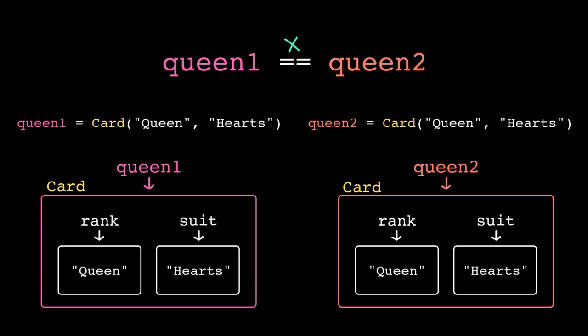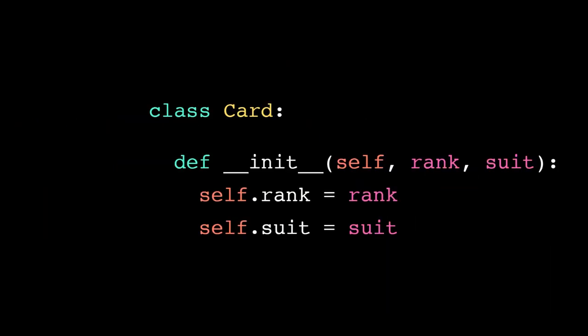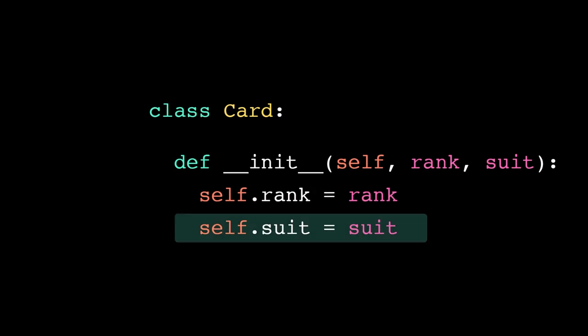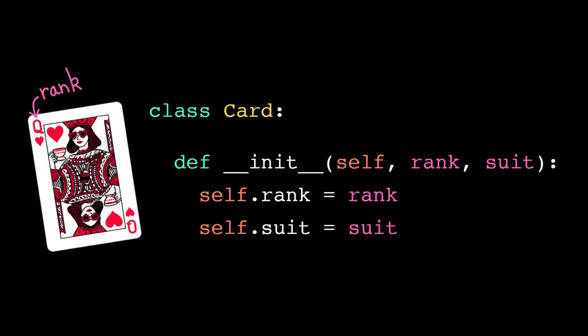Now, the question is, is it even useful to compare objects this way? Well, my useful answer is that it depends. Let's rewind for a second. A card object represents a standard playing card. It has two attributes, a rank and a suit. For example, this card has a rank queen and a suit hearts.